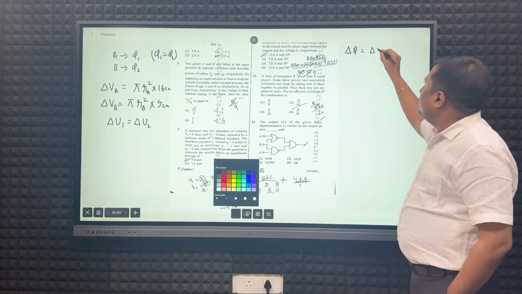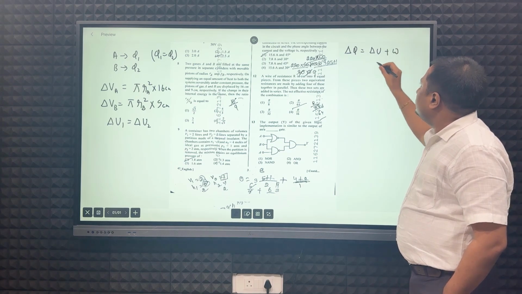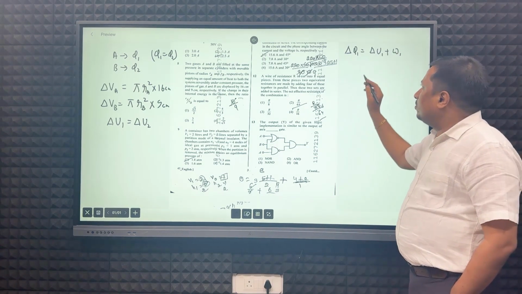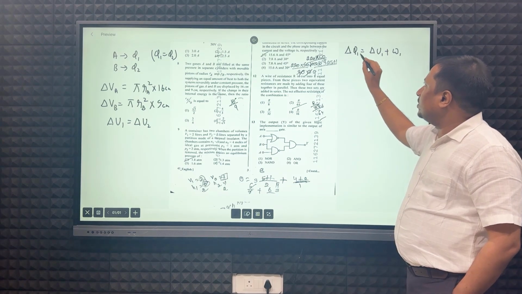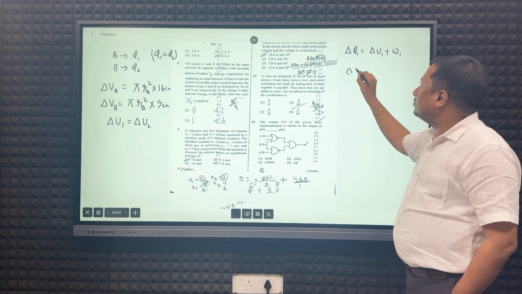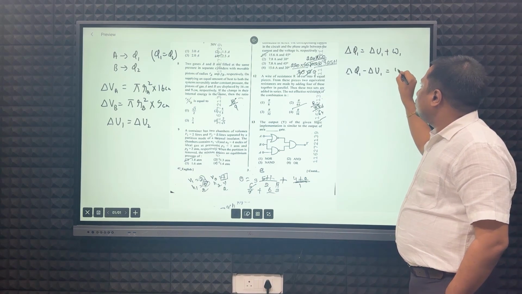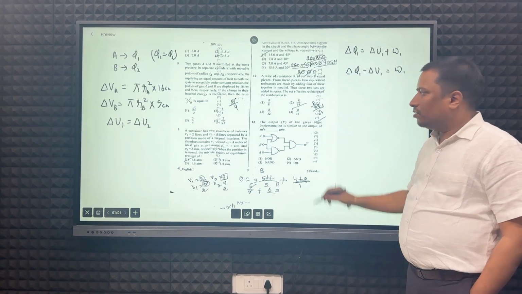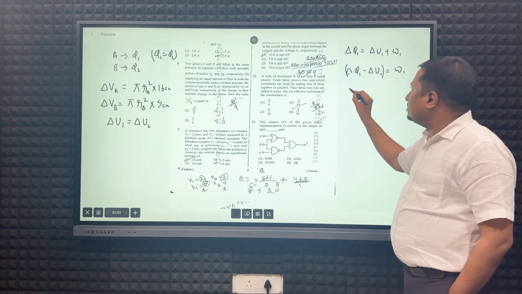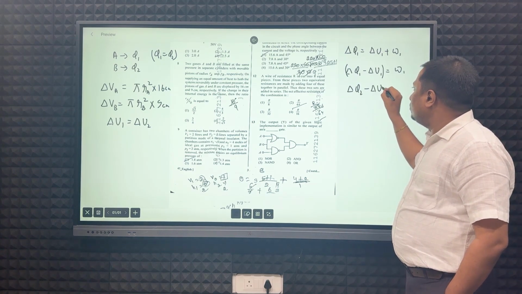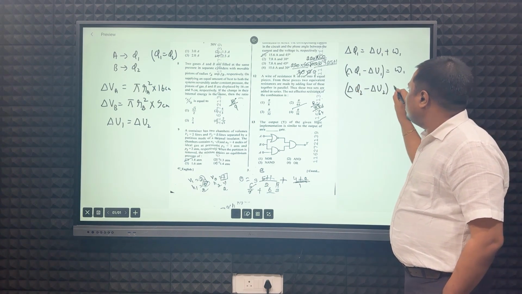Delta U plus work done. This is for the first one. Now, please tell me delta Q minus delta U. Delta U will be equal to work done, W1. This is the first thing. In the second thing, what will happen? Delta Q2 minus delta U2 will be equal to W2.